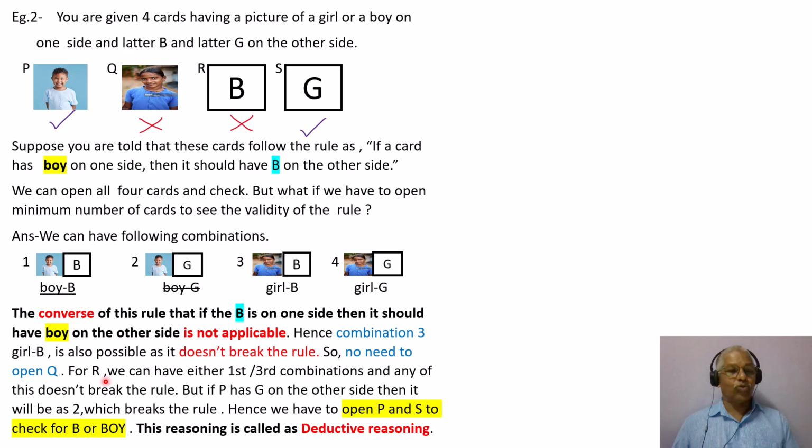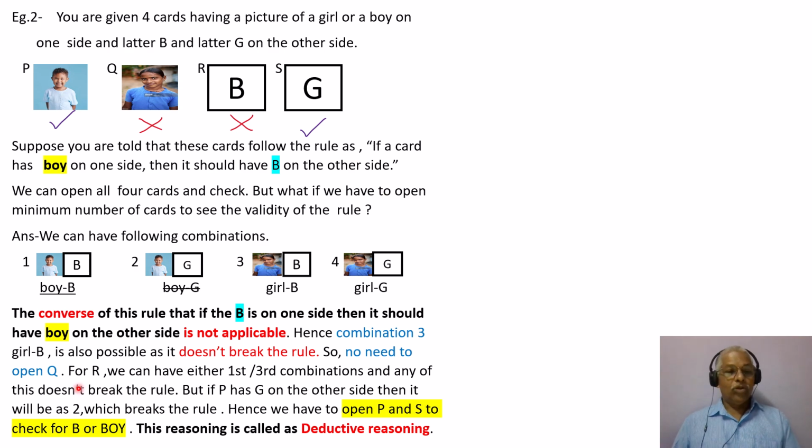So no need to open Q. We need not open Q because whatever combination is there, either B or G, it doesn't break the rule. So we need not open Q. For R now, similar thing. We can have the first or third combination. It can have boy on that side, no problem, and we can have girl on that side. Still the rule holds good. It doesn't break the rule because the rule doesn't specify anything about a girl.